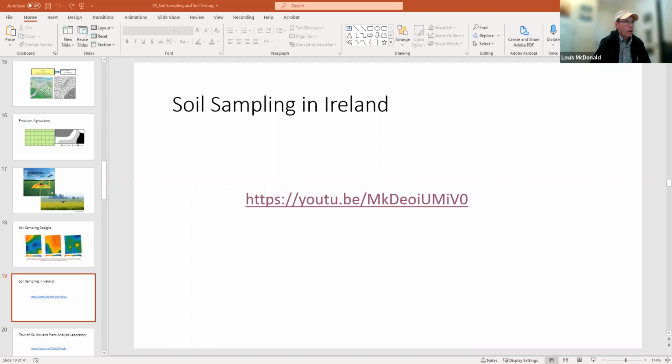Yes, in that box, we take 20 cores and we sub-sample our 20 cores. This box will hold 15 cores. We'll fill the box completely, and that will be sent off to the lab for analysis, and we'll get our results back. So if you've got a big farm with large sized samples, you clearly identify each one. Yes, which paddock this sample is for.